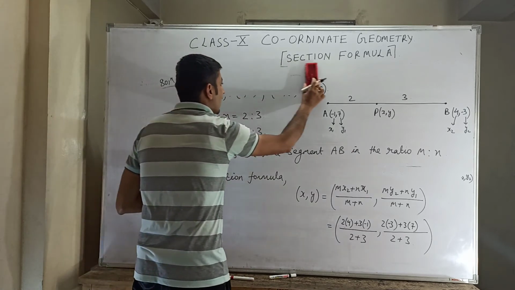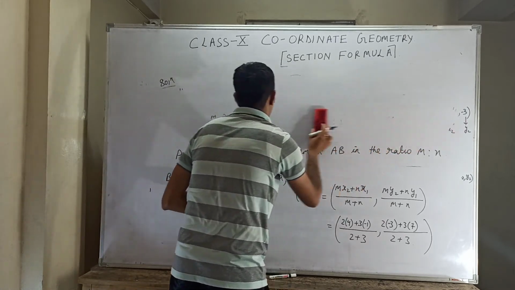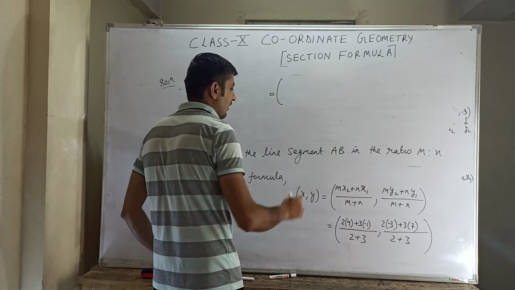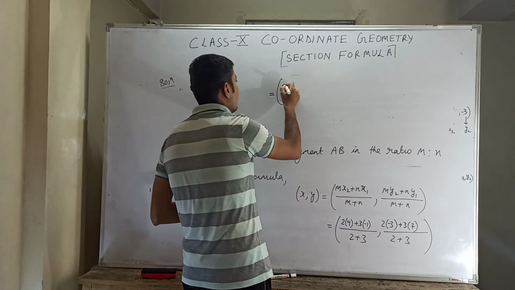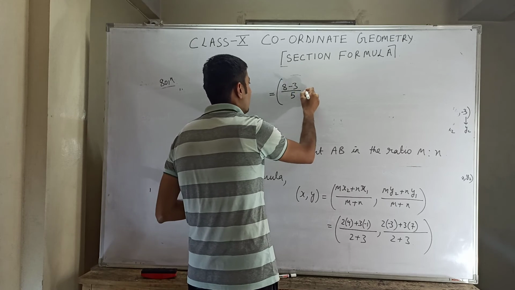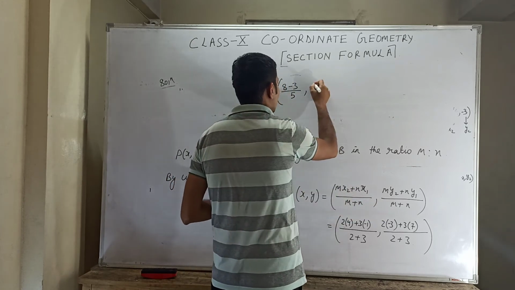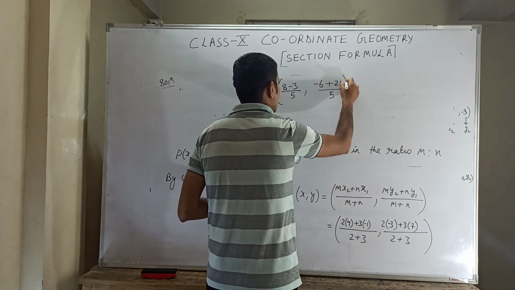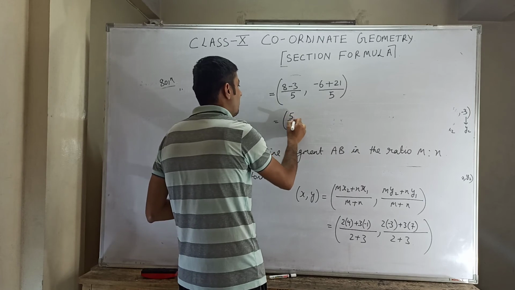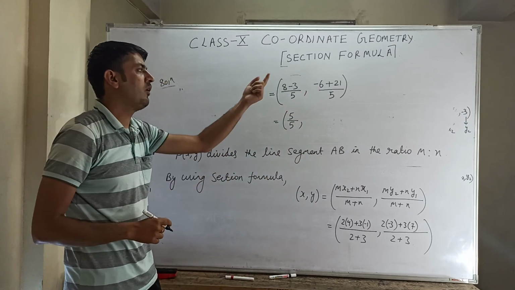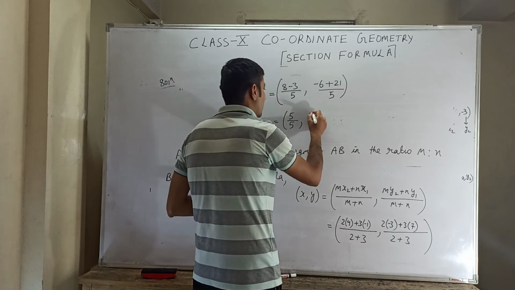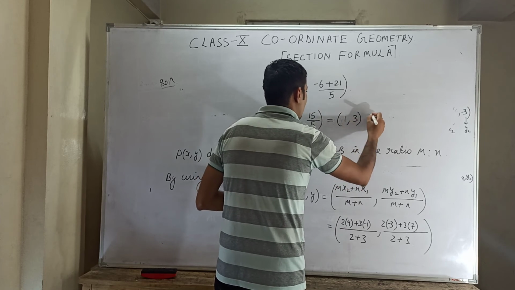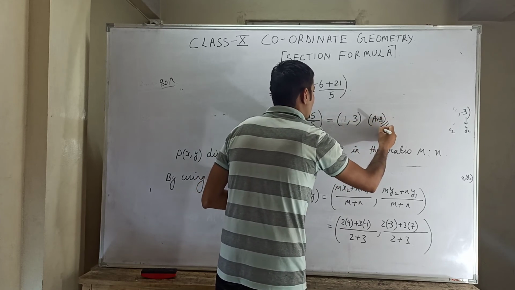Now let us do the calculation. That will be the required coordinate. So how much are you going to get? Let's see. 2 4s are 8, 8 minus 3 by 5. Then the second one, 3 2s are 6, minus 6 plus 7 3s are 21 by 5. So that will be 5 by 5, and when you do 21 minus 6, it will become 15, 15 by 5. So how much did you get? 1 comma 3. So that will be the required answer.